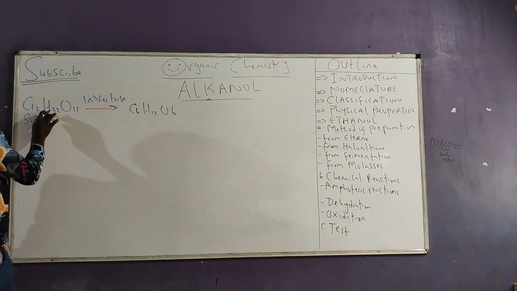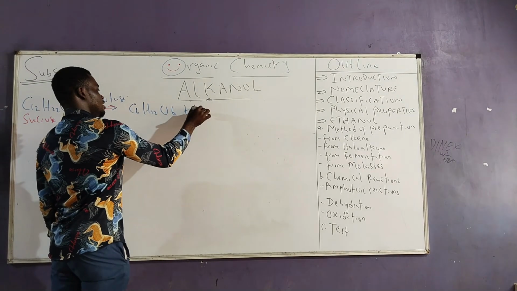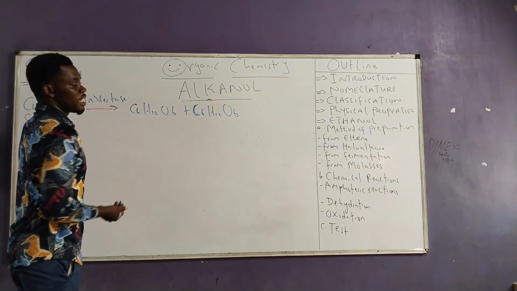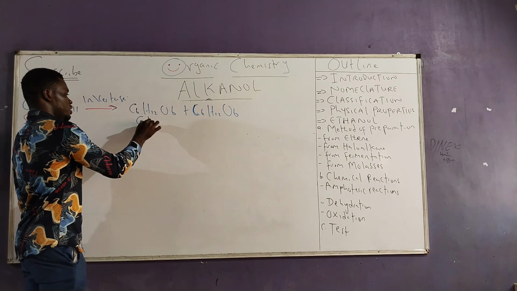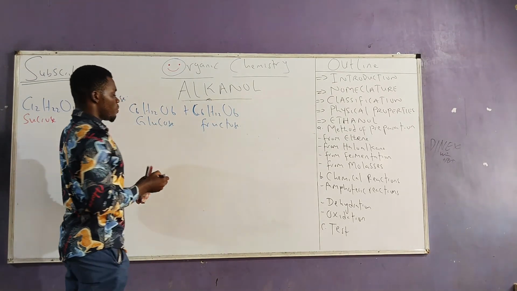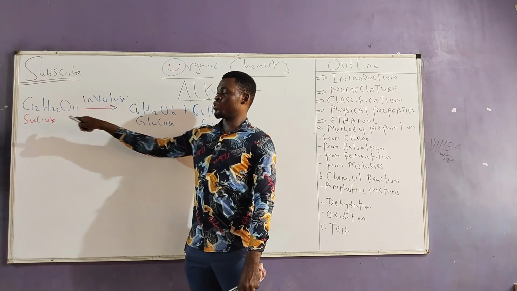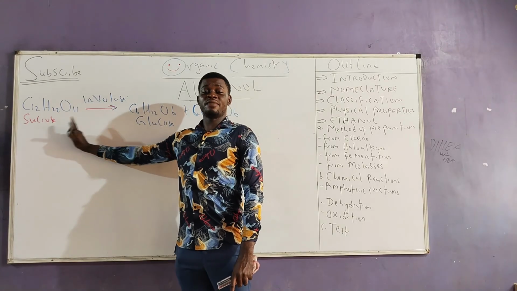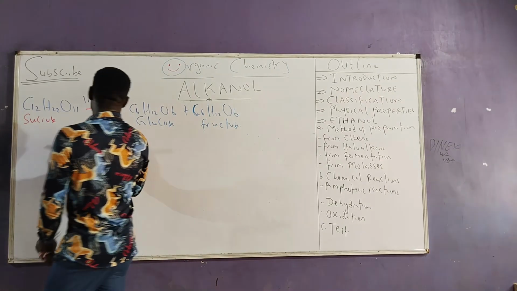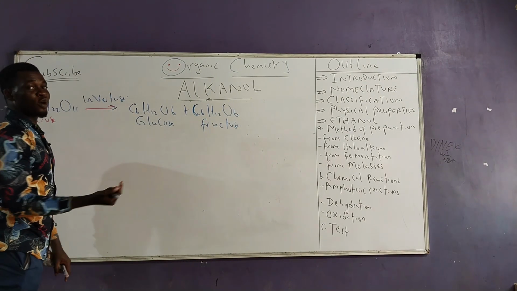Once I break down sucrose, what do I have? I will have C6H12O6 plus C6H12O6. These two compounds are not the same, despite the fact they have the same molecular formula. This is glucose. This is fructose. So think about it: if I combine glucose plus fructose, it gives me sucrose. So if I'm going back, the inverse is known as inversion. This reaction where I'm breaking down sucrose to glucose and fructose, we call inversion.